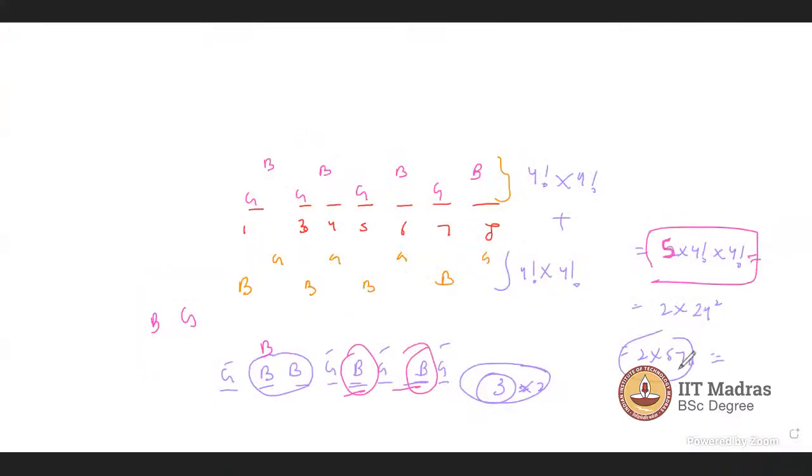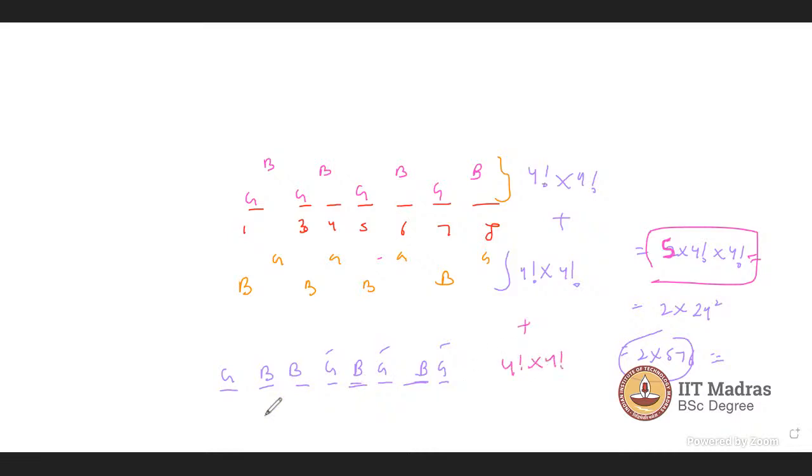See, 2 into 4, we know these two cases, right? Another case could be girl at the first place, then 2 boys, then girl, boy, girl, boy, girl. That case is also valid, right? In that case, also no two girls are sitting together. Similarly, in the other cases also no two girls are together. So that's a total of 5 cases, right? So that's 5 times 4 factorial times 4 factorial. This is the answer, right?